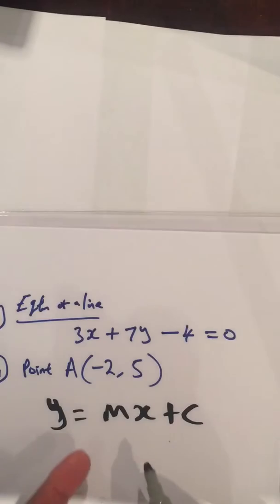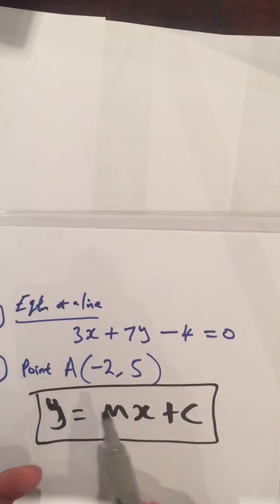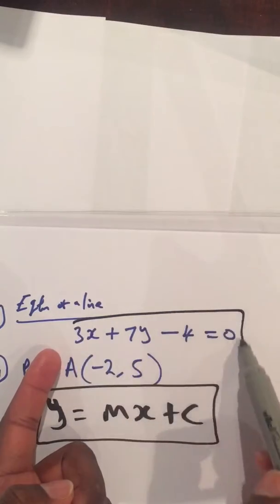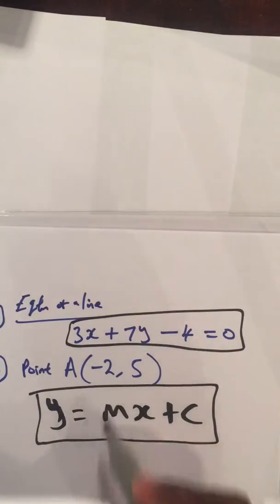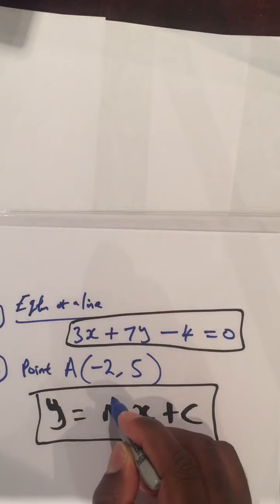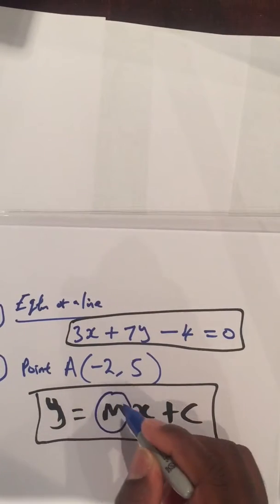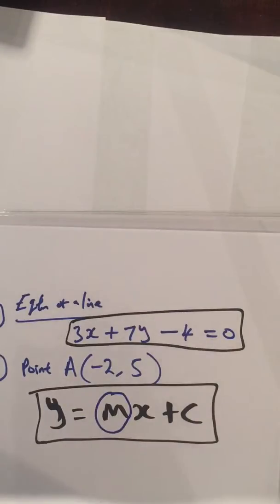So if you struggle with this, then try to rewrite this in this manner and you'd find out that your gradient would stand out clearly. Because we all know that when you have y equals mx plus c, m is your gradient. So whatever happens to be in front of x when you write it this way is your gradient.